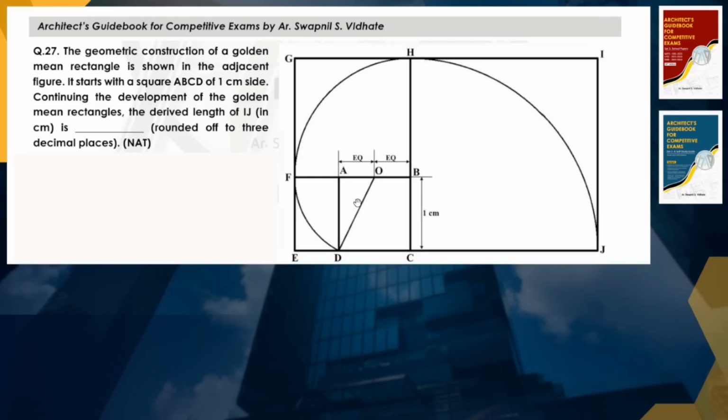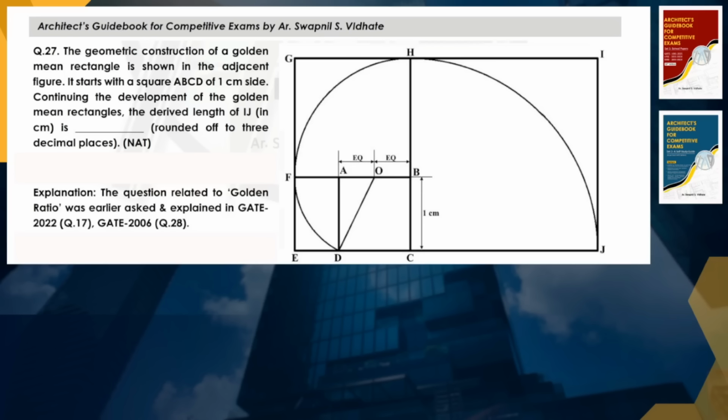Question 27. The geometric construction of a golden mean rectangle is shown in the adjacent figure. It starts with square ABCD of 1 centimeter side. Continuing the development of the golden mean rectangles, they are asking what will be the derived length of IJ in centimeter.